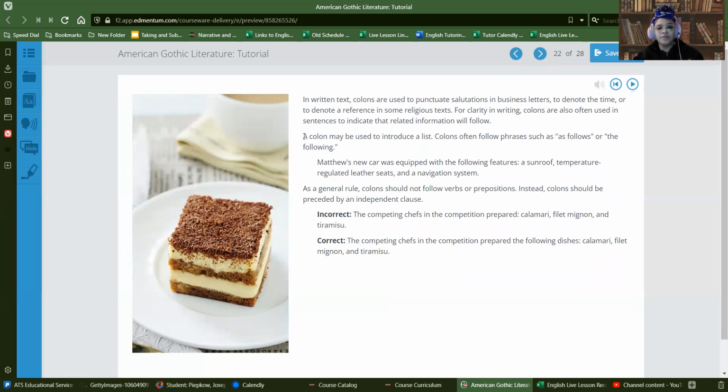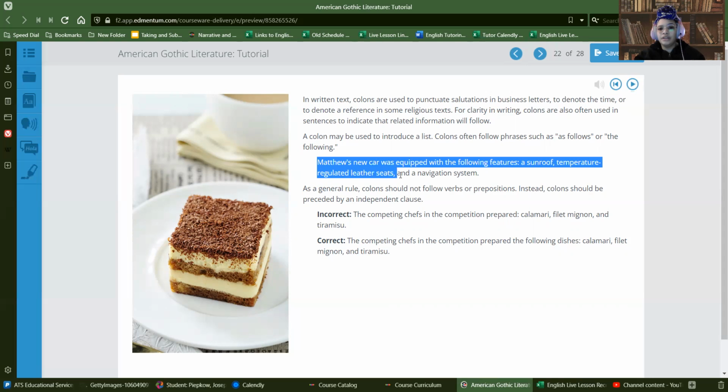And down here, that's pretty much what they tell you. A colon can be used to introduce a list. Colons often follow phrases such as "as follows" or "the following." So they're giving you a hint of where you might see a colon after "as follows" or "the following." And then they give you an example. Matthew's new car was equipped with the following features: a sunroof, temperature regulated leather seats, and a navigation system.